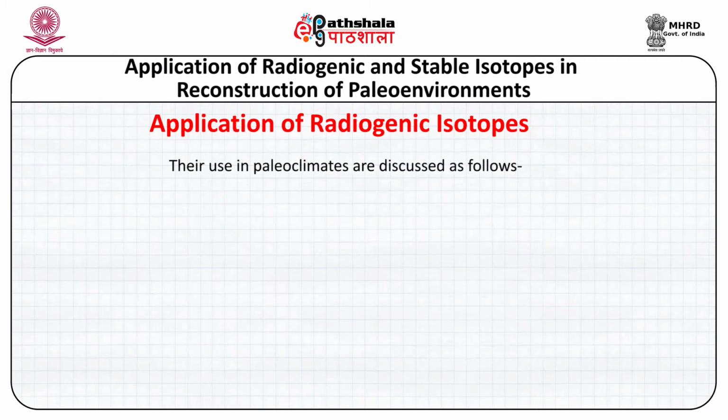Now, their use in paleoclimate can be discussed when we discuss their pattern in the rain, surface water, ocean and its role in the climatic factor. If we see rain, strontium is only a volatile element and it remains in the ocean during the process of evaporation, due to which the strontium concentration of rainwater is very low.